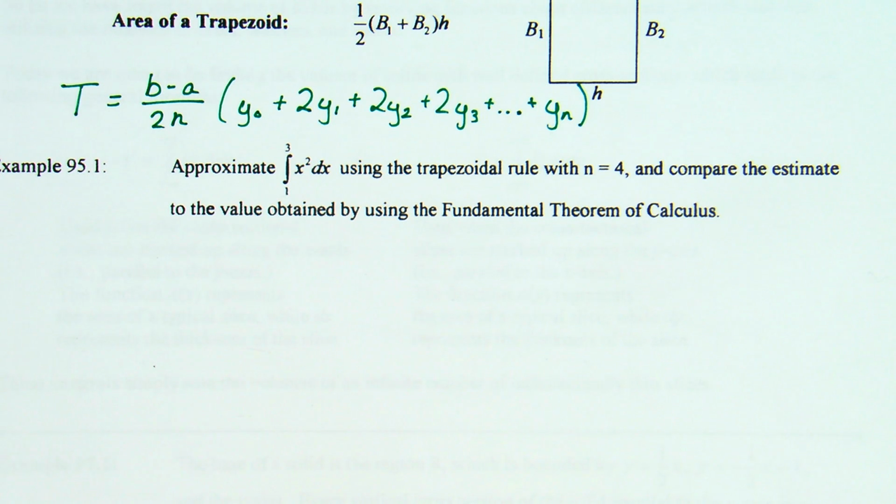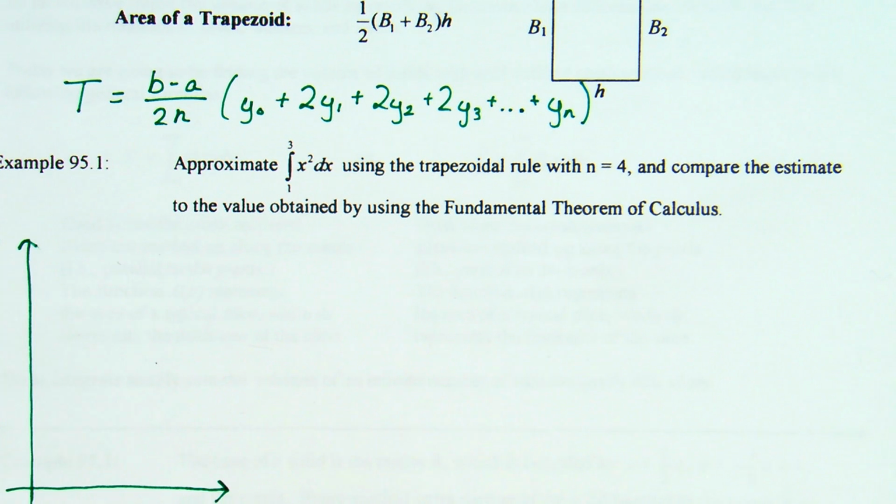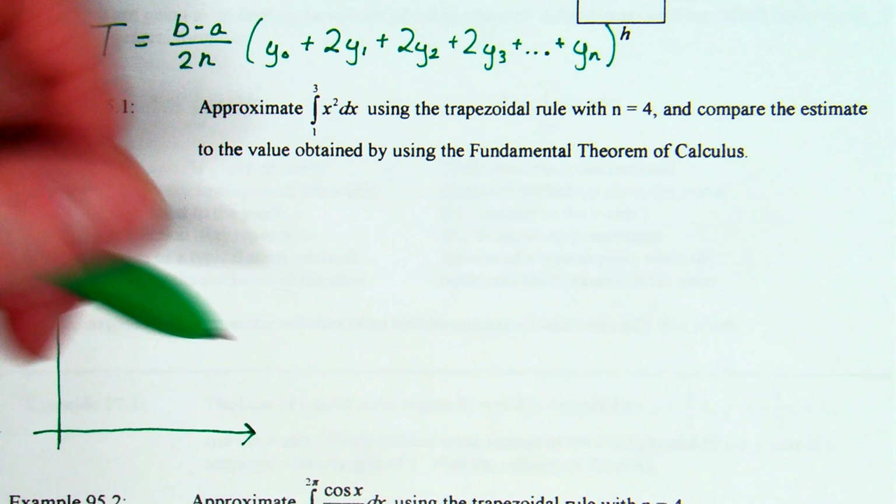So the curve that we're talking about here is specifically what curve? y equals x squared. On what interval? 1 to 3. So we're specifically talking about the curve y equals x squared on the interval from 1 to 3, which means I only need to draw the first quadrant curve.